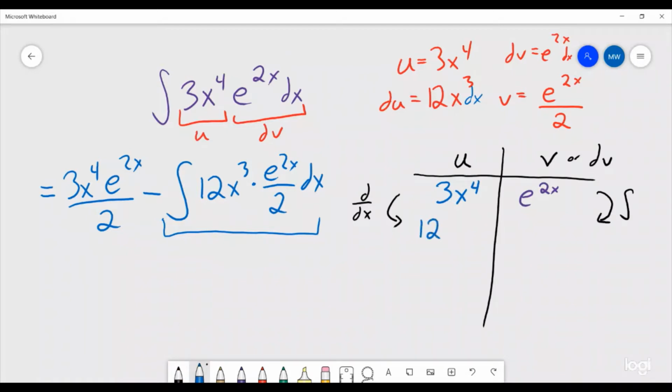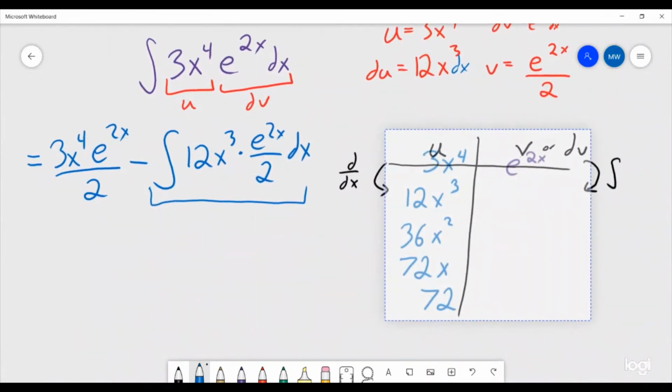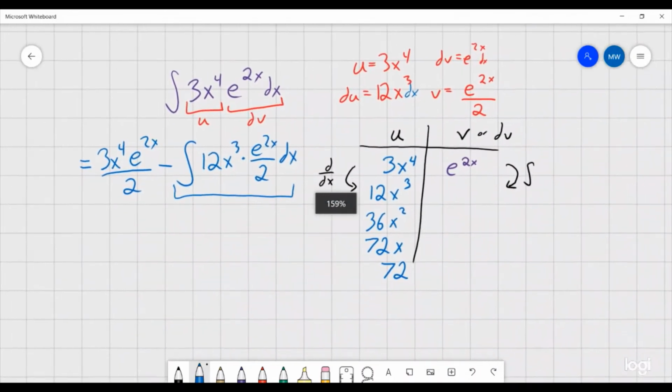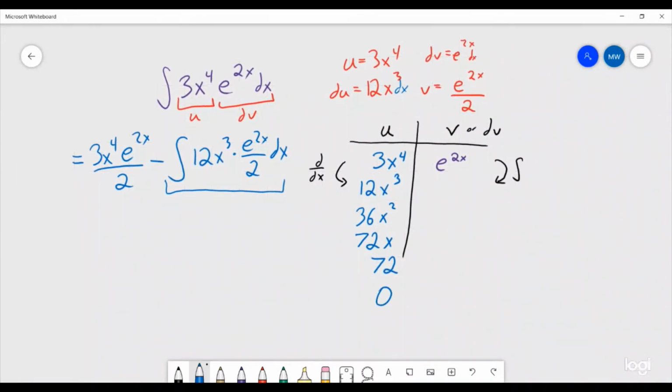So if we were to go down the derivative side, 3x to the fourth, the derivative of that is 12x cubed. Then the derivative of that is going to be 36x squared. Then we have 72x, 72, and then we would have 0 after that.